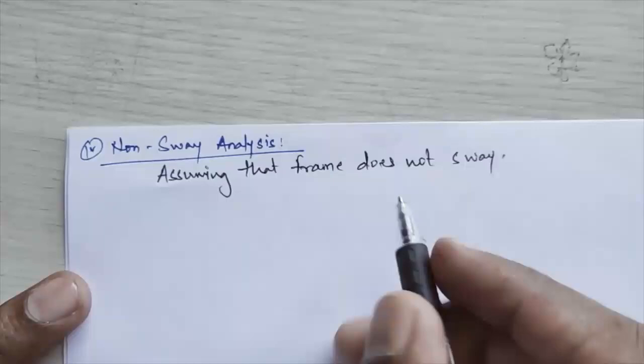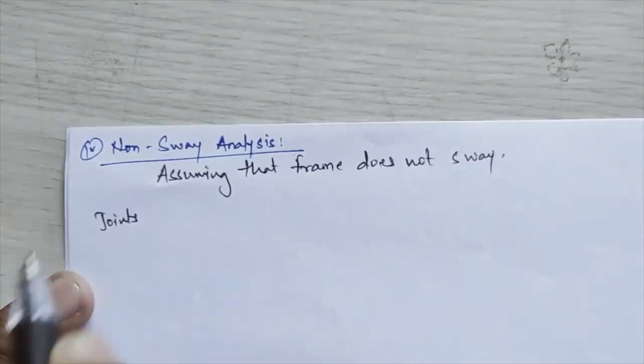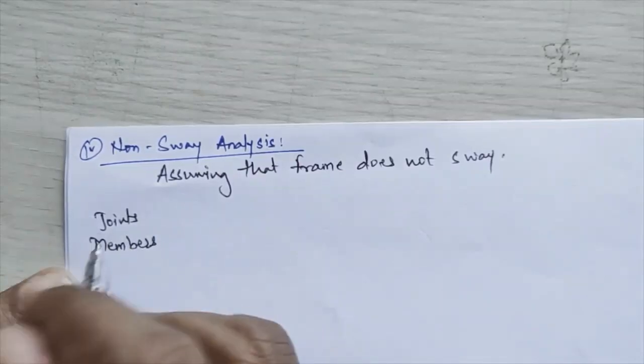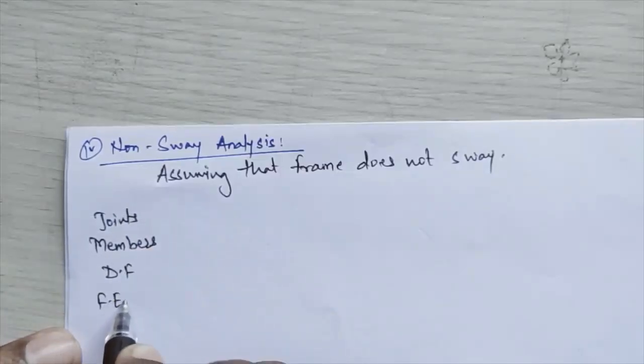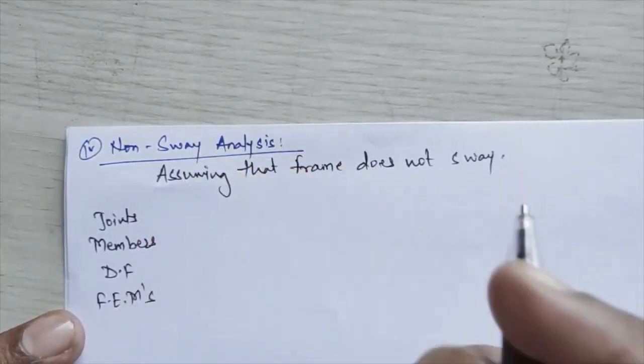Assuming that the frame does not sway over there. So here your first row is what? Joints. Next is your members meeting these joints. After that, distribution factors, and then fixed end moment. So these four rows remain common for every table over there.